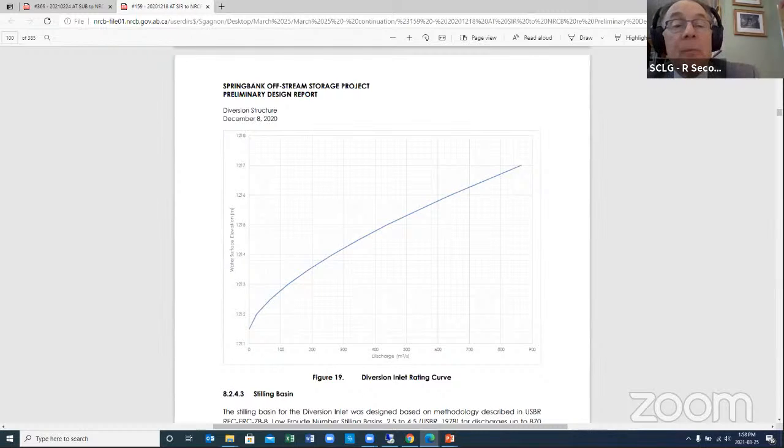The access bridge has an elevation. It has a water surface elevation of 1216 meters. I believe the bottom of the bridge is at 1215.5, Mr. Secord. Okay, so if we go to the bottom of the bridge at 1215.5, that would mean that the discharge rate would be something in the order of 550 or so. 550 cubic meters per second.